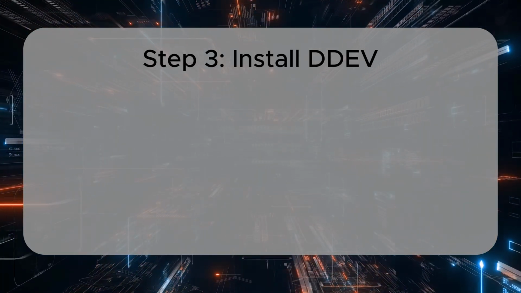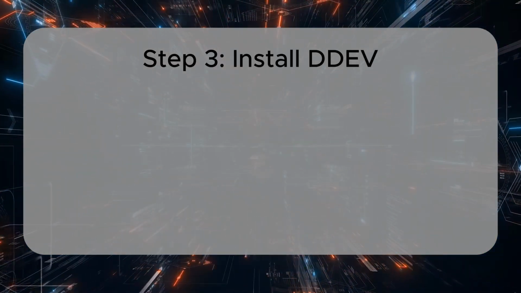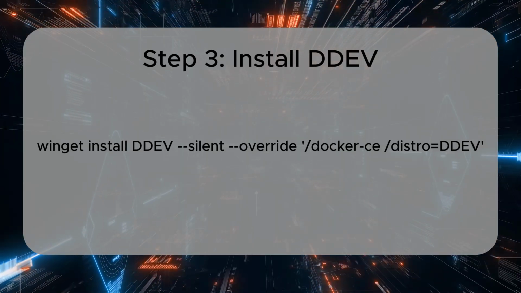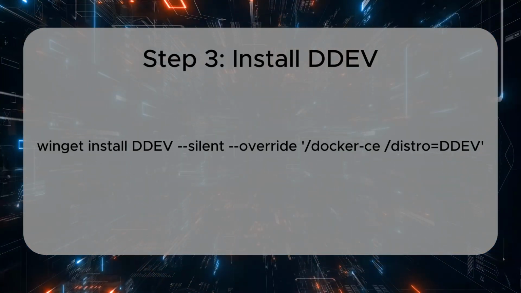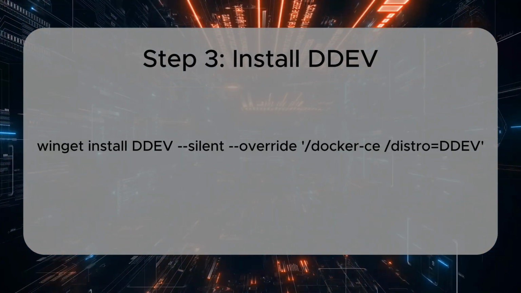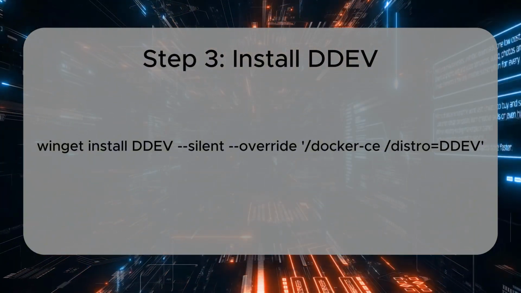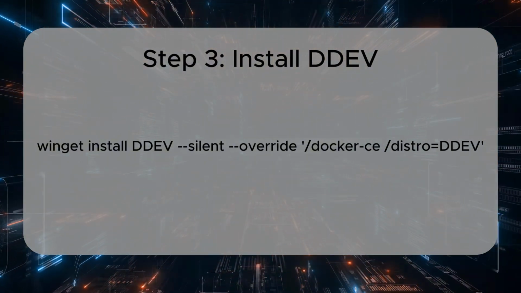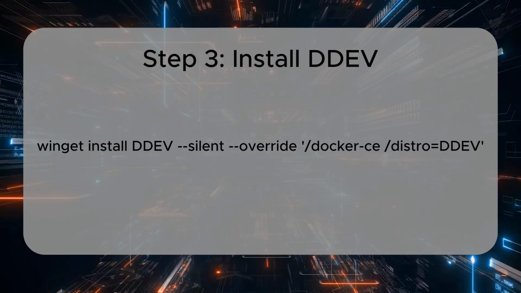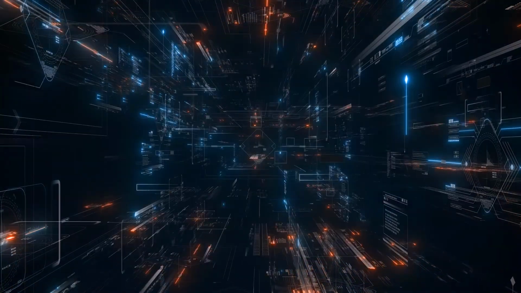If you want the silent install version instead, the command is winget install DDEV --silent --override, Docker CE distro equals DDEV. For most viewers, I'd recommend using the interactive installer because it's easier to see what's happening.